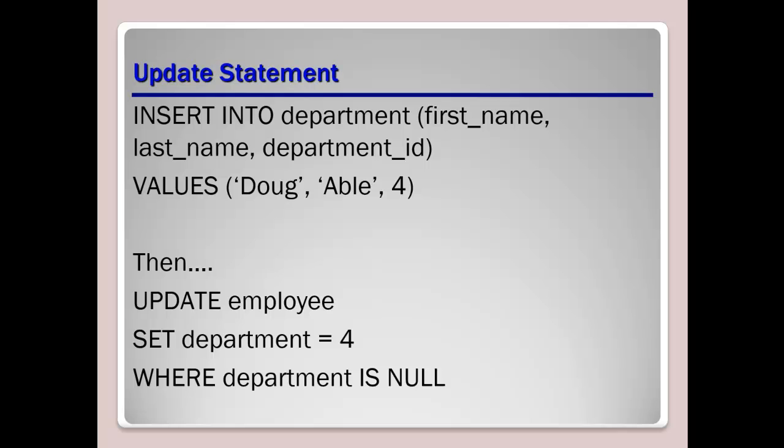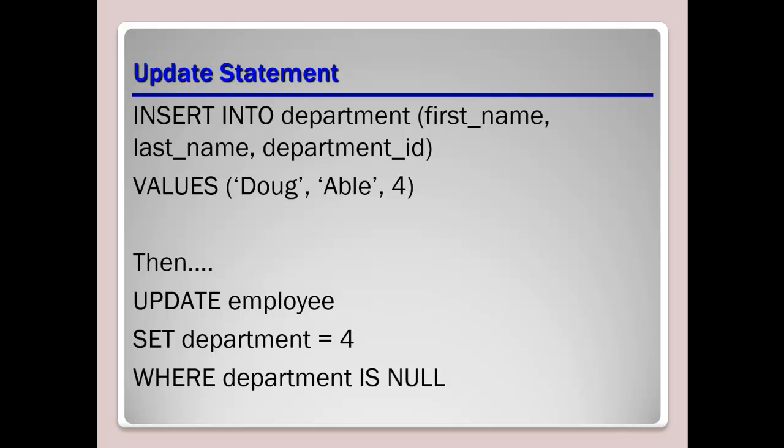Let's take a look at an update example now. So if we were working with the table, let's say we wanted to first put this information in and then we would work with it. We've talked about this in previous examples from your text, and we didn't have a department ID set for Doug Abel. So we're going to use this statement, insert into the department table the following information: Doug is the first name, Abel is the last name, and we're assigning the number 4 as the department ID.